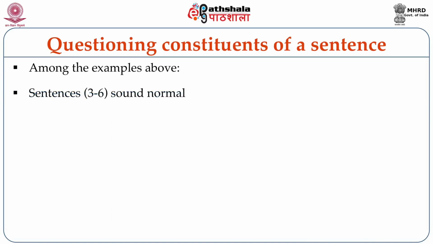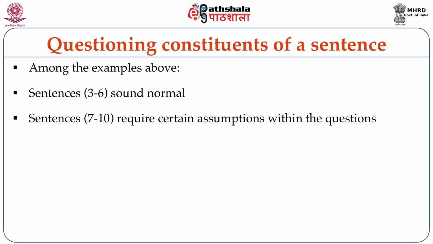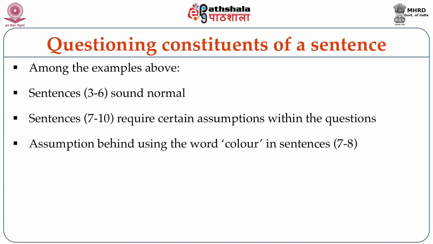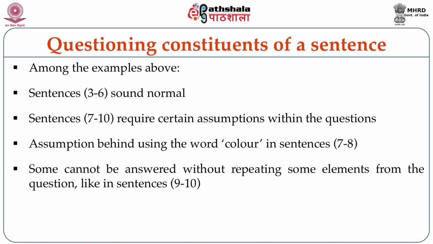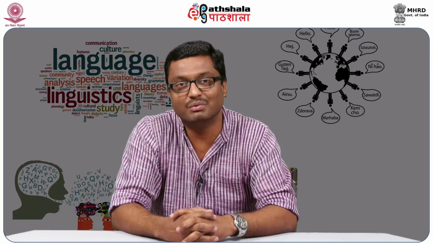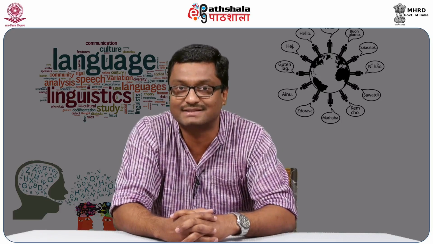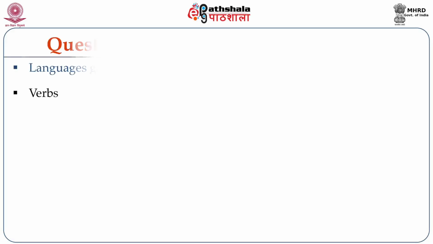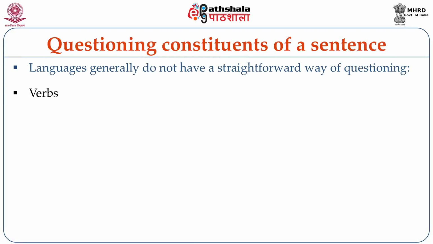What you will notice is that among the examples that appeared on your screen, sentences 3 to 6 sound normal, whereas sentences 7 to 10 either require certain assumptions within the questions, like the use of the word color in sentences 7 to 8, or cannot be answered without repeating some elements from the question, like in sentences 9 to 10. So if our previous discussion was on which of the constituents can we question from a given sentence, let us now look at another issue that we face with content questions.